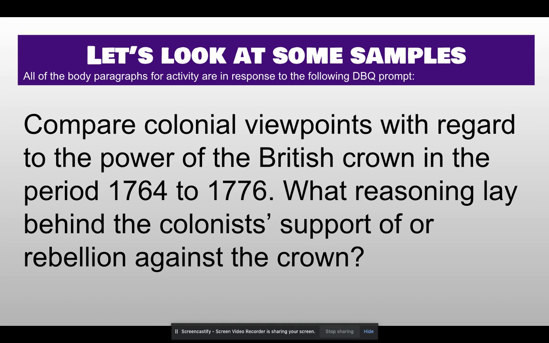So this prompt is: compare colonial viewpoints with regard to the power of the British Crown in the period 1764 to 1776. What reasoning lay behind the colonists' support of or rebellion against the Crown? I want you to pause and maybe do a little pre-write in your notebook. What are you being asked to do?